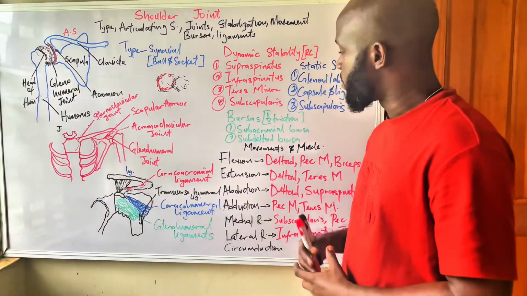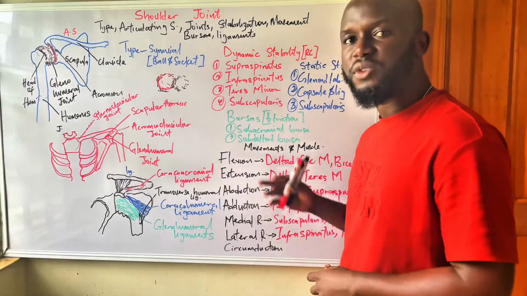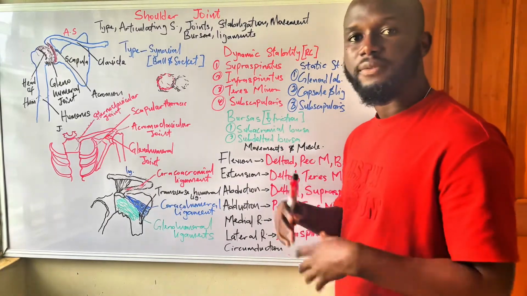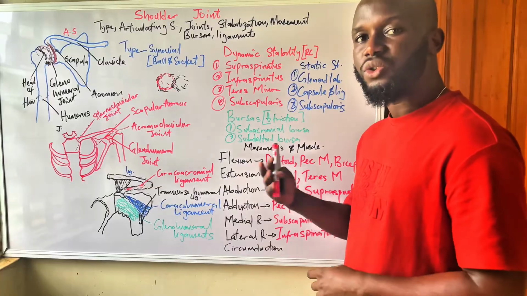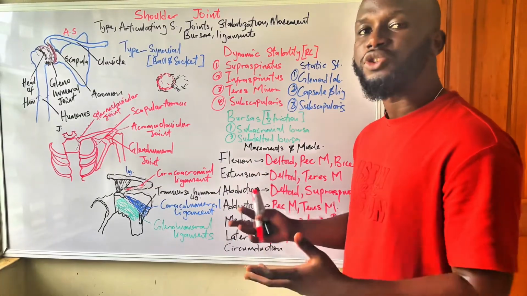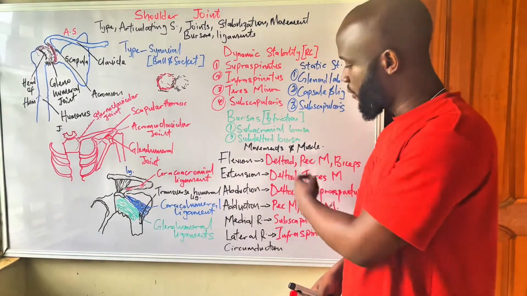Let's move straight to the movements that are possible in the shoulder joint and the muscles that are responsible for these movements. For the movements in the shoulder joint, we have flexion, extension, abduction, adduction, medial rotation, lateral rotation, and circumduction. And we have these muscles that have been labeled to be responsible for these movements.